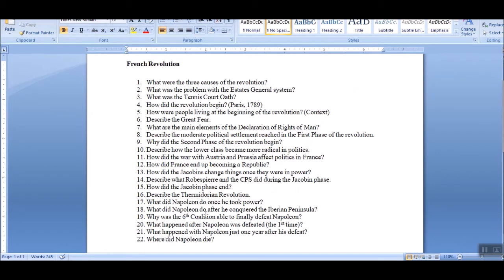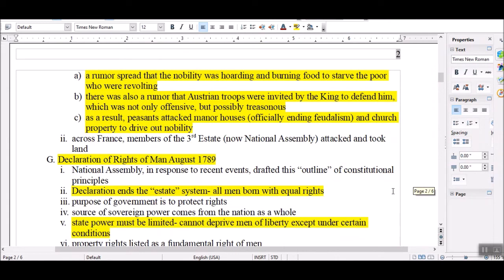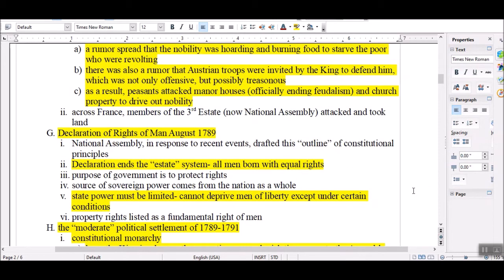And then describe the Great Fear. Well, that's that period where they believed the nobility was hoarding and burning food to starve them out, that the king had invited Austrian troops to help protect him. And this is a period when the peasants will attack the manor houses and church property in order to drive out the first two estates.